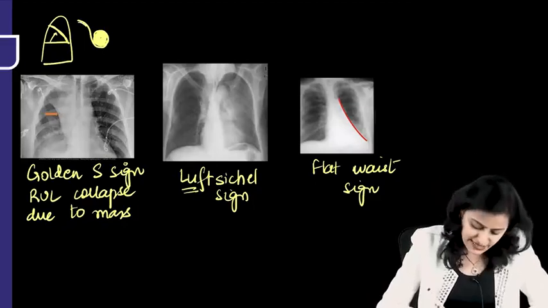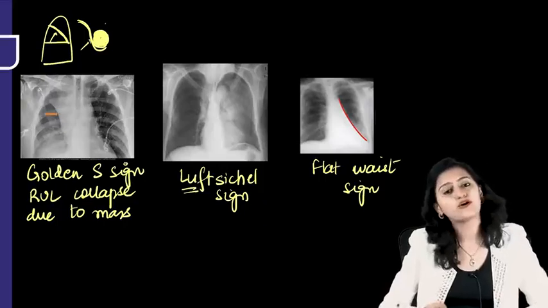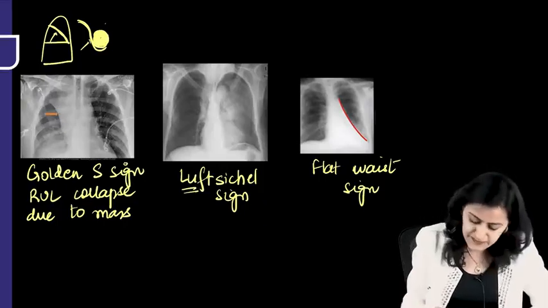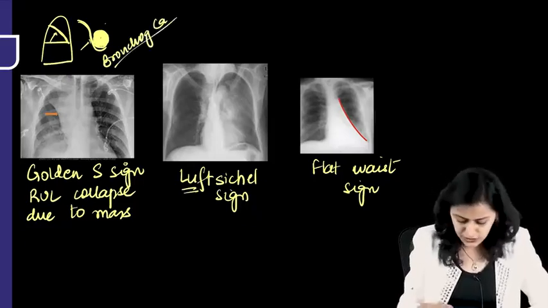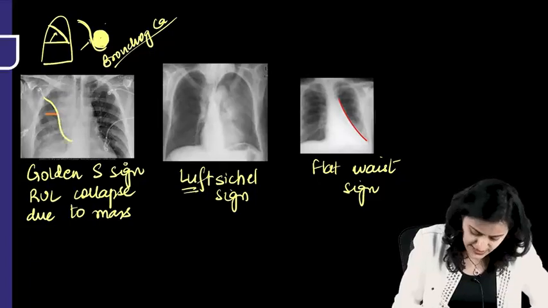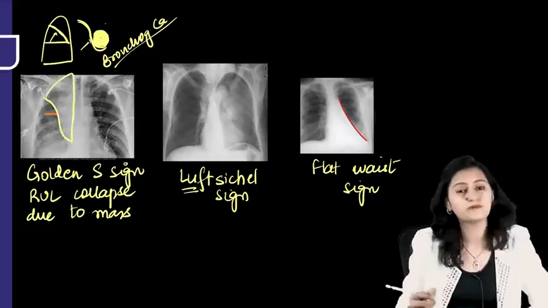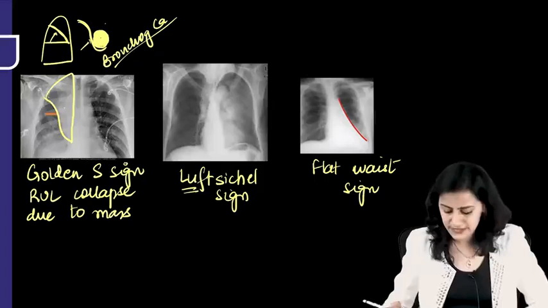So, the golden S sign suggests that the collapse is because of some central mass causing the obstruction of the bronchus, and more likely this is a bronchogenic carcinoma. So, this is the golden S sign with the collapse of the upper lobe. You can see the upper lobe appearing white.